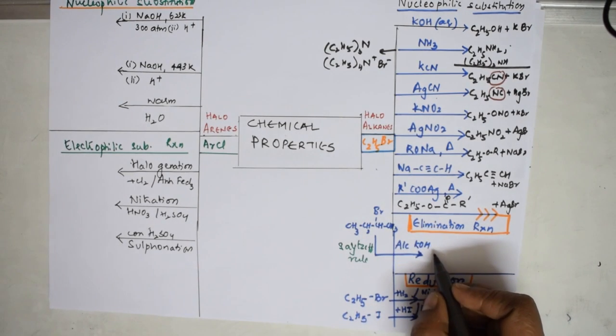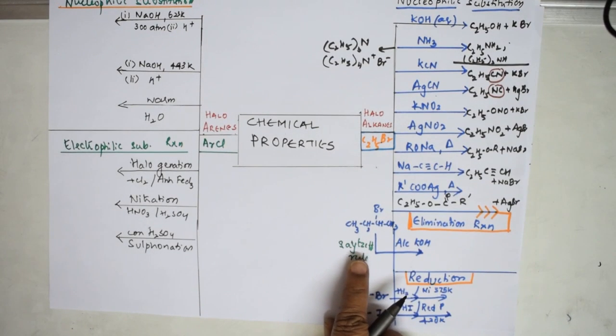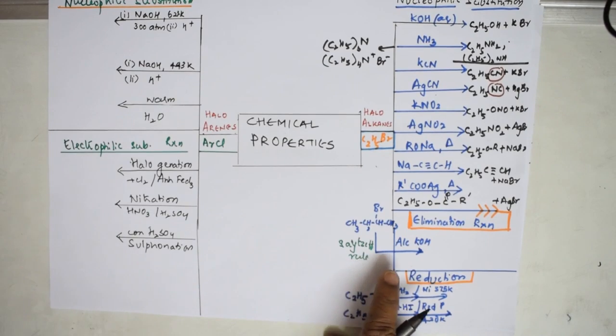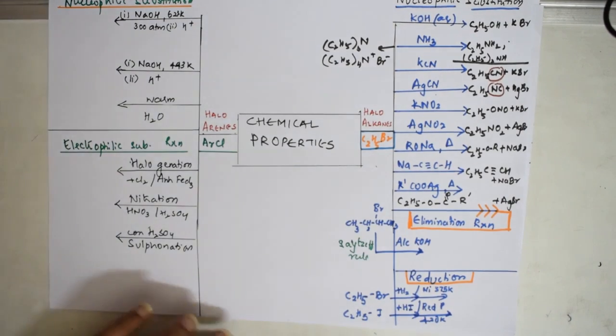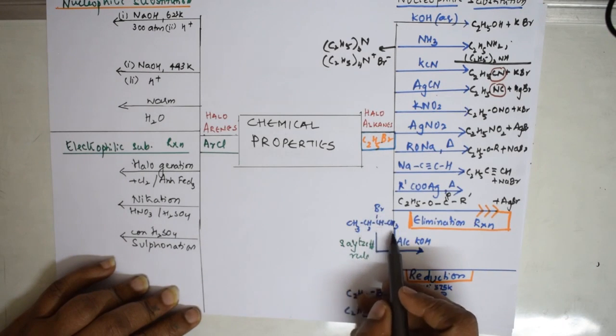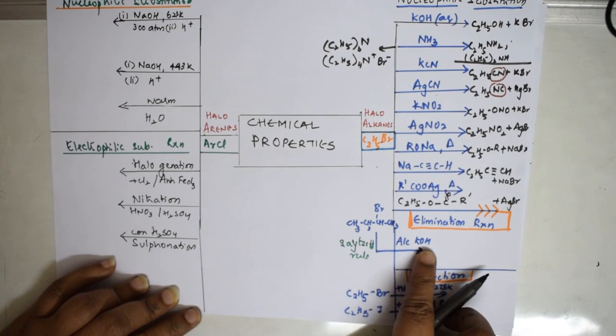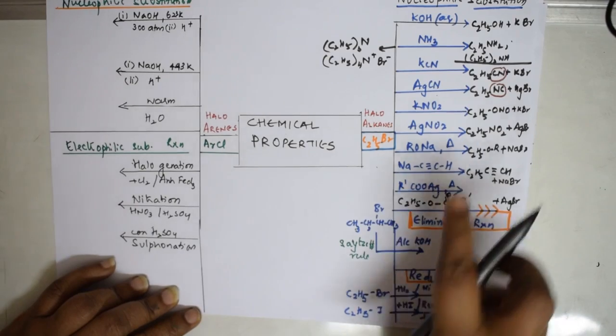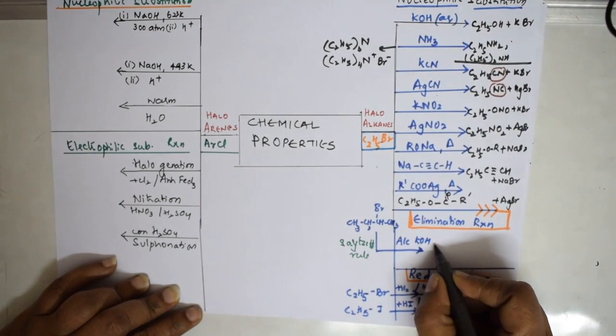So we are going to get two different products, and we are going to follow the Saytzeff rule to do this. Let's see. In this reaction, we have taken CH3CH2CHBrCH3. In the presence of alcohol, what did we say? We said elimination will dominate substitution. We are going to get two products.